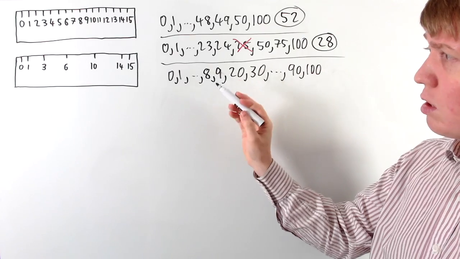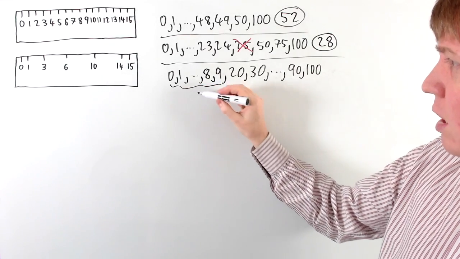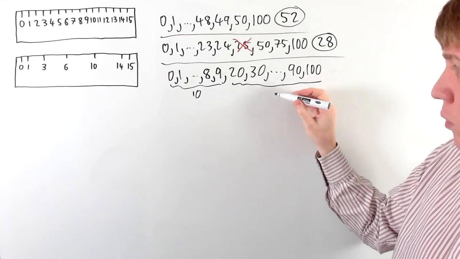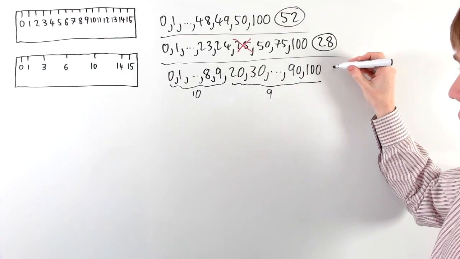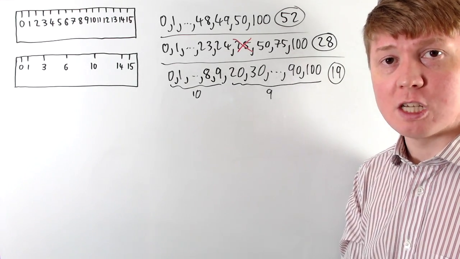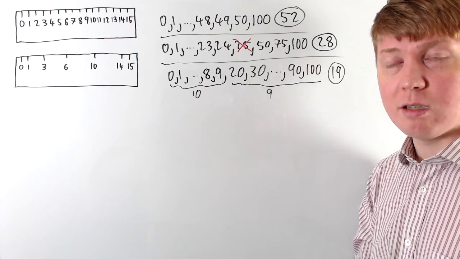So here we've got, between 0 and 9, 10 markings, and then from 20 up to 100, we've got 9 markings. So we can actually measure now, using only 19 markings, every distance between 1 and 100 centimetres.